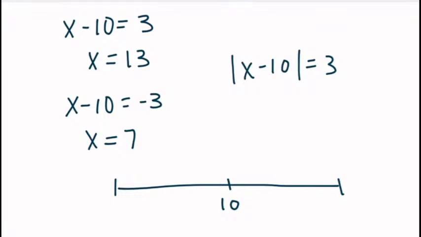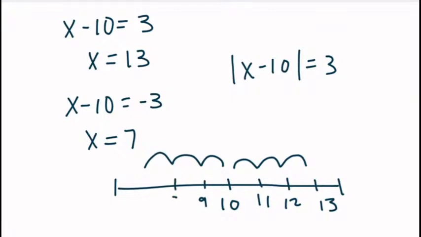This is because if you go 3 to the right, you get 11, 12, 13. And then if you go 3 to the left, you get 9, 8, and 7. So as you can see here, 7 and 13 are both 3 away from 10, which is the middle ground. This is why absolute value equations always have 2 different answers. Let's do some more example problems.